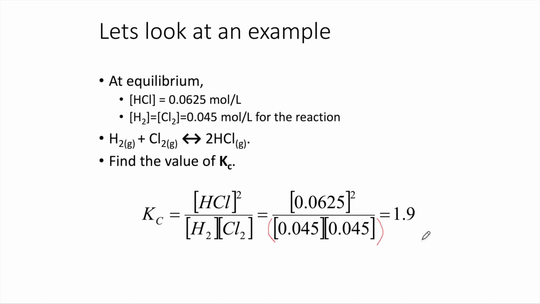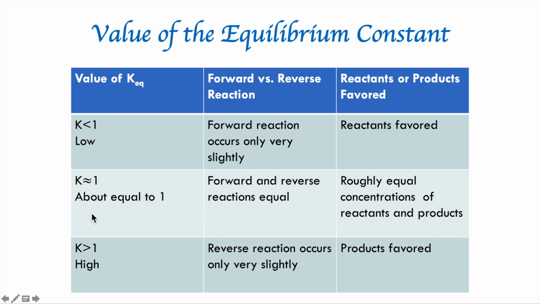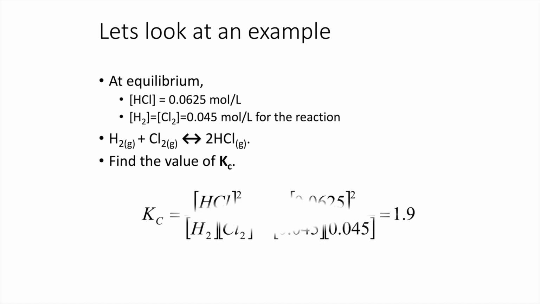Now, if you remember, going back, because it's 1.9, this reaction favors the product. In other words, the reaction is more likely to go to the right. So even though this reaction is reversible, you're going to have a lot more of the product than you are of the reactant.